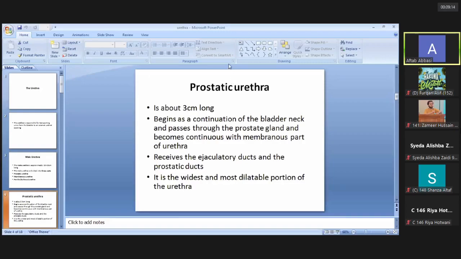It receives the ejaculatory ducts along with the ducts of the prostate gland. So there are two types of openings in the prostatic urethra: one for the ducts of the prostate gland, and second for the ejaculatory ducts. This part is the widest and the most dilatable part of the urethra.